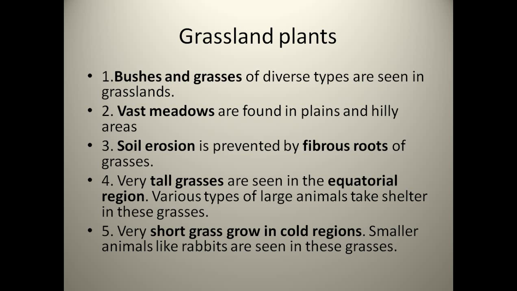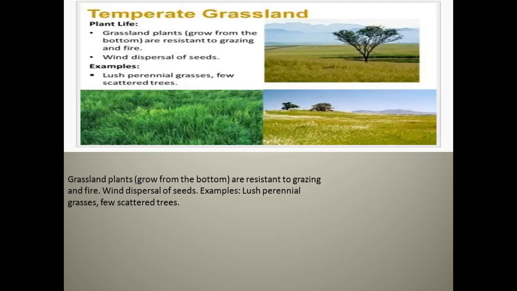The last point: very short grass is grown in cold regions. Smaller animals like rabbits are seen in these grasses. Some short grasses are also found, but they have very thick fibrous roots in the soil, so they are not cut. Animals like rabbits also take shelter in this type of grass. Now here I have given you some images of the grassland.